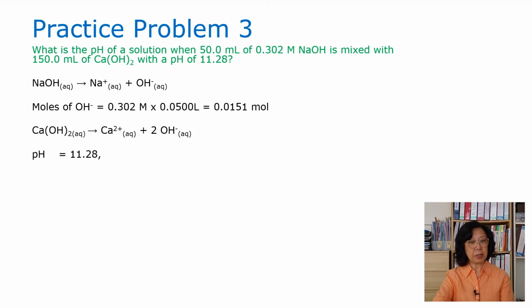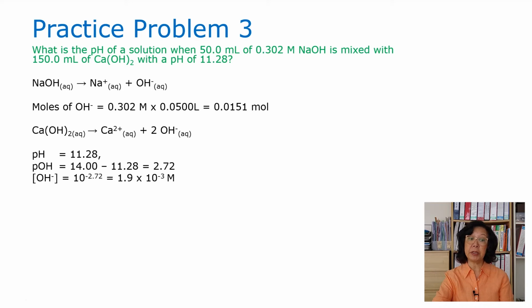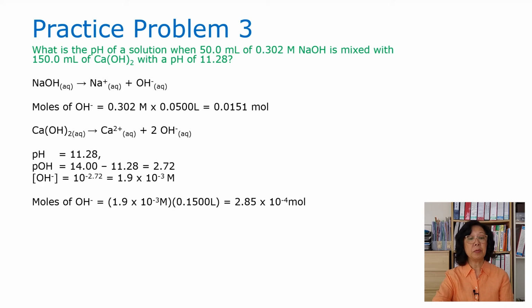Regarding the calcium hydroxide, we can start off with a pH of 11.28, finding the pOH of 2.72, then find the hydroxide ion concentration of 10 to the negative power 2.72, which is equal to 1.9 times 10 to the minus 3 molar. Now we calculate the moles of hydroxide ion in calcium hydroxide, which is 1.9 times 10 to the minus 3 molar times 0.150 liter, and we have 2.85 times 10 to the minus 4 moles.